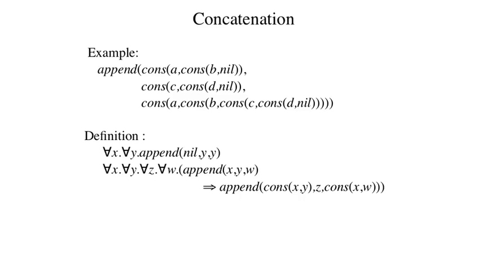Now let's look at concatenation. The result of appending the lists A, B, and C, D would be A, B, C, D. Once again, our definition consists of two sentences. The first sentence says that appending an empty list to any list results in that list. The second sentence says that appending a list with X as the first element and Y as the remainder to a list Z results in the list with X as the first element, with the remainder being appended to Z.